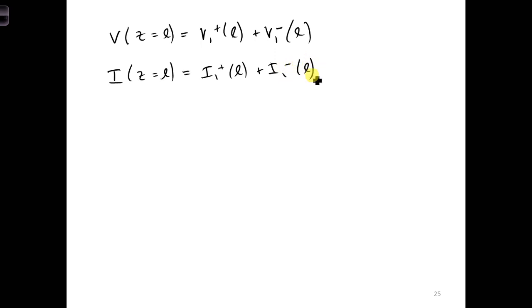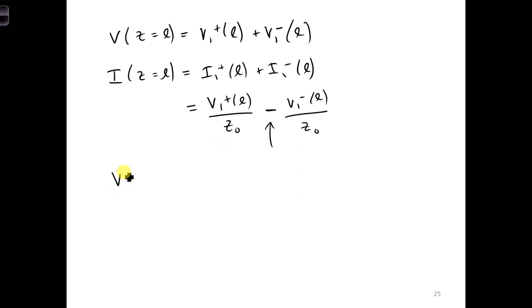Now remember that the voltage waves traveling on the transmission line with a characteristic impedance of Z0 can be related to the current waves on the transmission line. This means that we can relate the total current to the total voltage as follows. I at z equal L is also equal to V1 plus over Z0 for I1 plus, and for I1 minus I'm going to have minus V1 minus at L over Z0. The minus sign here comes from the fact that the reflected current is flowing in the minus z direction relative to I1 plus, which goes in the positive z direction.